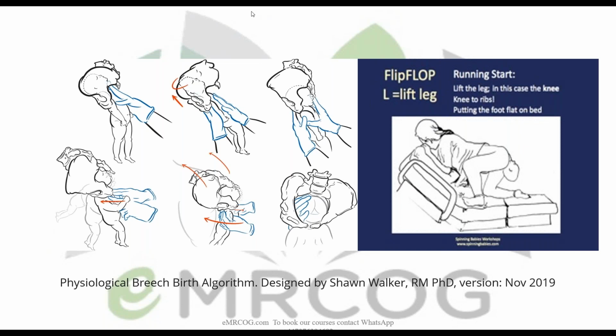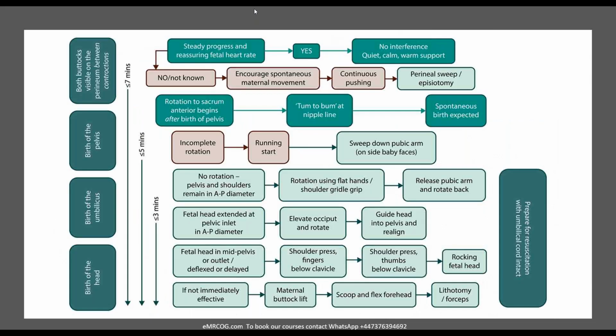So there is no rotation, incomplete rotation, sacrum transverse. This is all the same meaning. This is here, incomplete rotation. So running start is again mother action, right? So we are doing the first steps by the help of the mother, okay? So sweep down pubic arm, on side baby face.